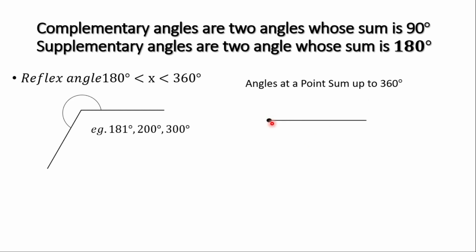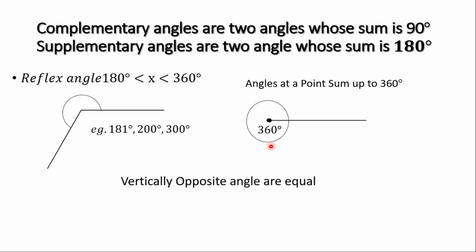So the angle formed at this point should sum up to 360. The angle over there should give you 360 degrees. We want to look at another property, which is the vertical opposite angles, also referred to as the X angle. You can see that these angles are more like an X, a cross segment of two line segments.